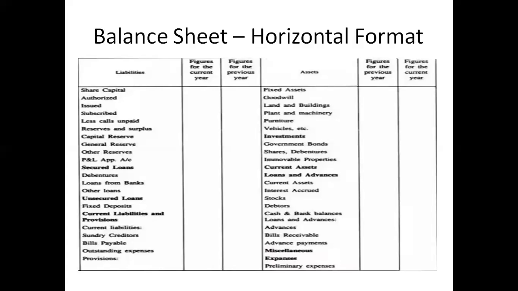We also have the fixed assets. In case of assets, the fixed assets. Fixed assets means plant, land and machinery. Goodwill is however an intangible asset and generally does not appear in the balance sheet. You have land and buildings, we have plant and machinery, we have furniture, we have vehicles, we have investments, we have government bonds, we have shares, we have debentures, we have immovable properties, we have current assets.